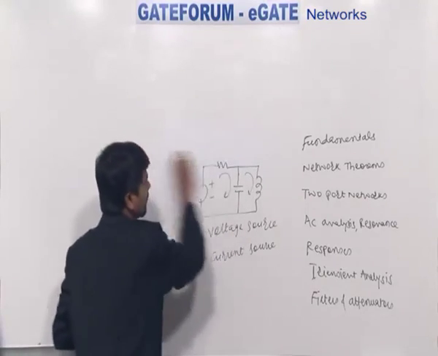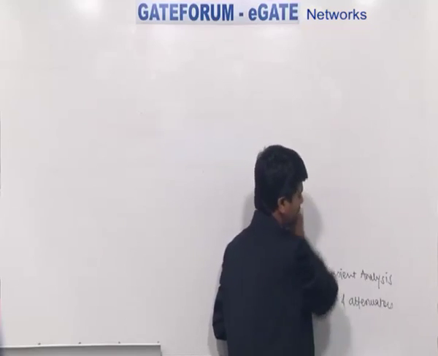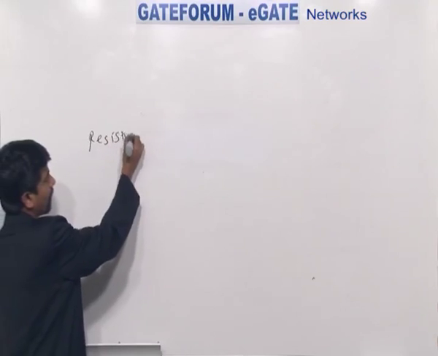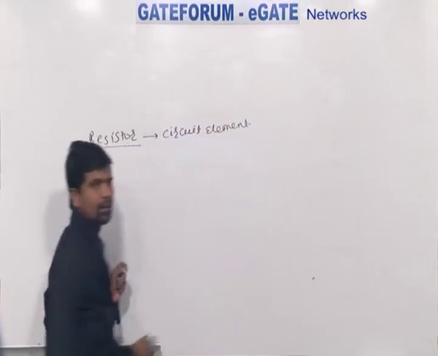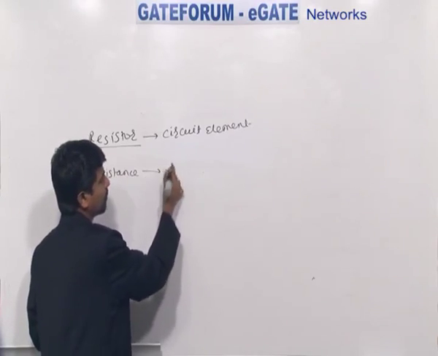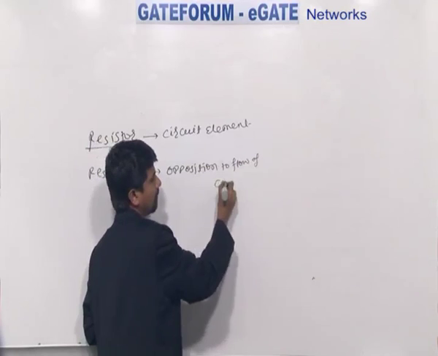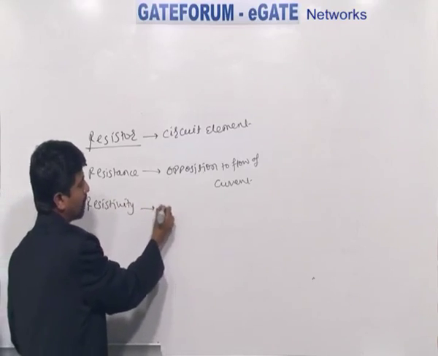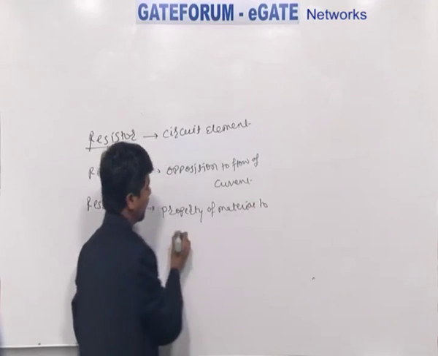So when we talk about resistor, many times there is confusion in the mind of students about what is basically a resistor, what is resistivity, and what is resistance. We can say that a resistor is a circuit element. Then resistance is a property of material, or it is opposition to flow of current. And resistivity is a property of material to oppose flow of current.